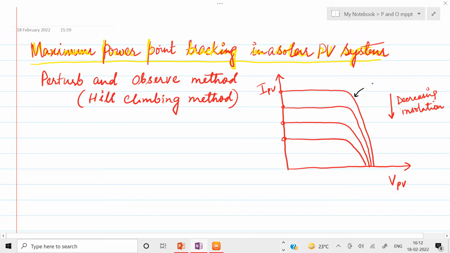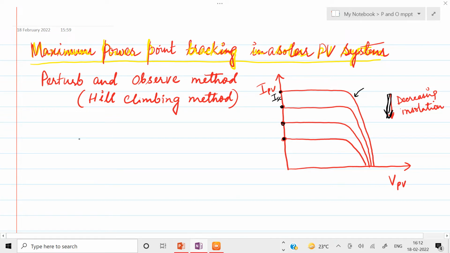So this is a typical IV characteristic, and these four curves actually show the IV characteristic at different insolations. As insolation decreases, the curve is shown here, with a significant change in the short circuit current.